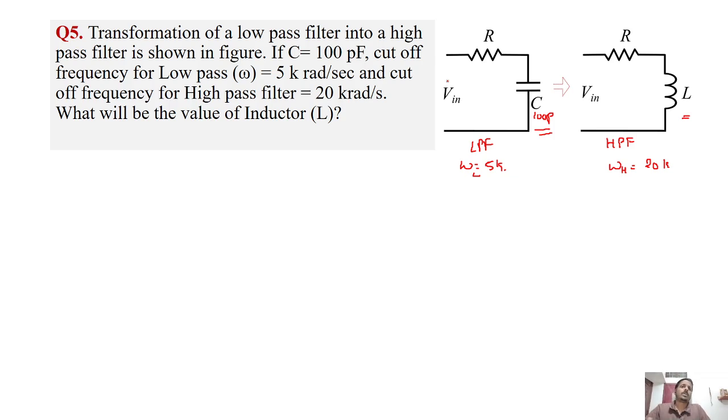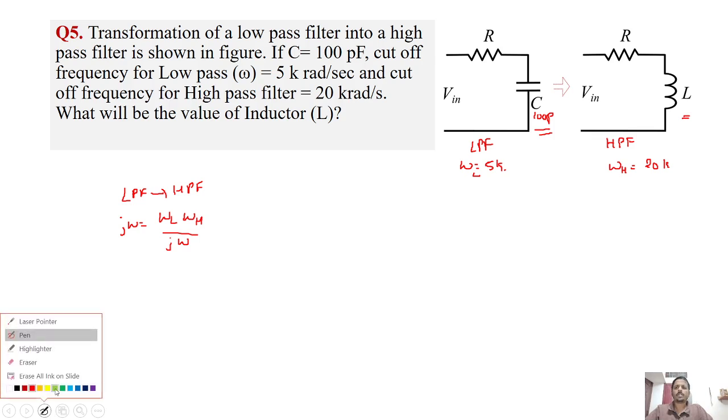We already know that if I have a low pass filter, I can transform it to a high pass filter, right? We just need to substitute j omega equal to omega L omega H by j omega. So if I substitute that, we can transform this into a high pass filter, and just need to relate. But instead of that, we'll try with the transfer function itself of both the filters.